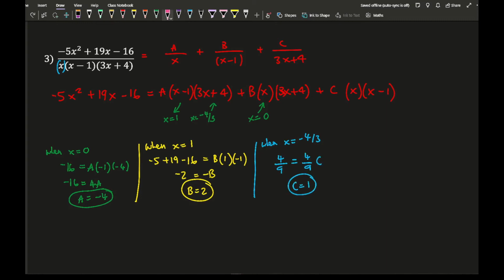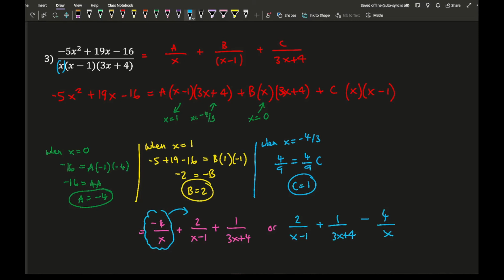My final answer then would be a, which is minus 4 over x. Let's just write that a little bit neater. So I've got minus 4 over x plus 2 over x minus 1 plus 1 over 3x plus 4. Now alternately, because in maths they don't like things starting with a negative, you could easily move that over. So I could write this as 2 over x minus 1 plus 1 over 3x plus 4 minus 4 over x.